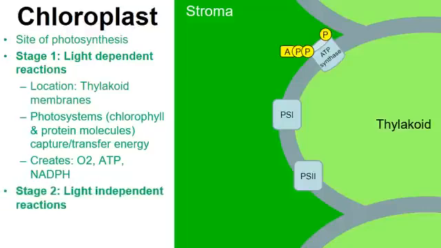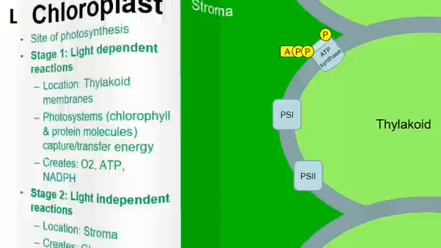And then we'll shift into stage two, the light-independent reactions. This occurs in the stroma, the fluid-filled interior of the chloroplast, just outside of the thylakoid. And it's in stage two, the light-independent reactions, where glucose is actually created. So let's talk about these two stages for the rest of this video.